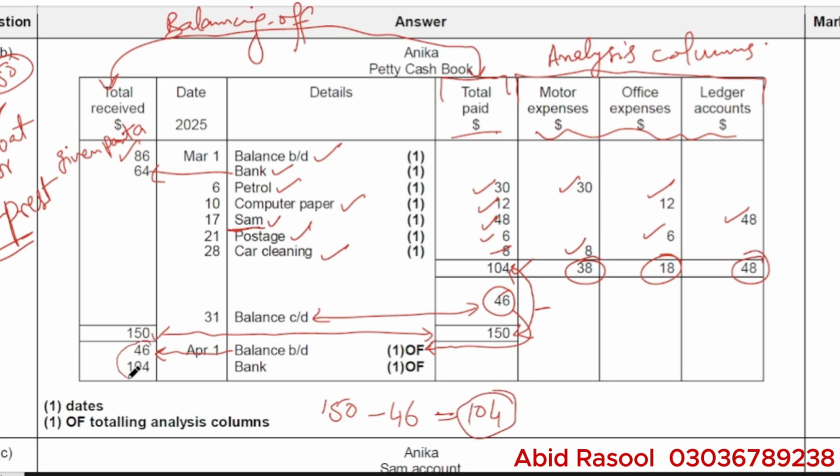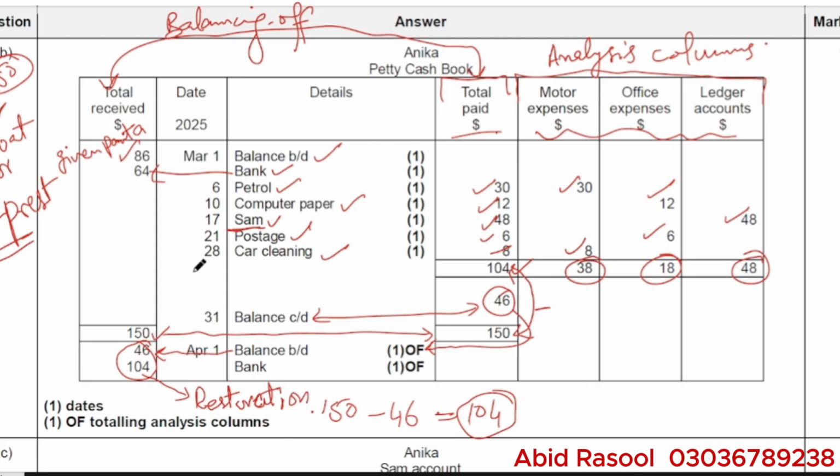Both of these figures will make $150. And this 104 is the restoration. This will be called restoration. We have restored our petty cash book with the required amount. It means we will take this money from our bank account and put it in petty cash. This is restoration.